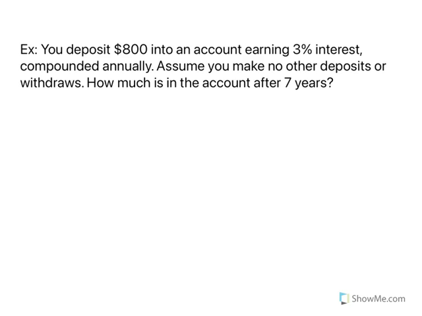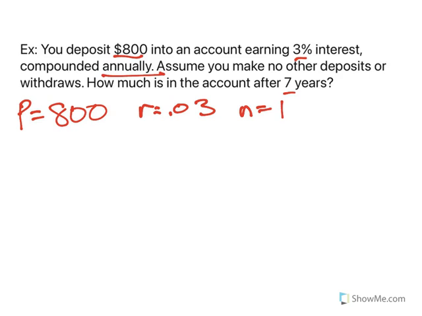I am a huge fan of telling us what do we know. So we deposit $800. That is our principal. We're earning 3%. That is our rate as a decimal. Compounded annually, that means n is 1, and it's 7 years, so t equals 7. Now I can go ahead and put this into our formula. So A sub 7, the amount after 7 years. This 7 has no real meaning, just telling us how many years we're talking about. That is the only point of this.